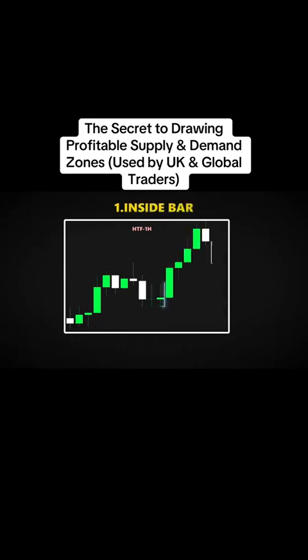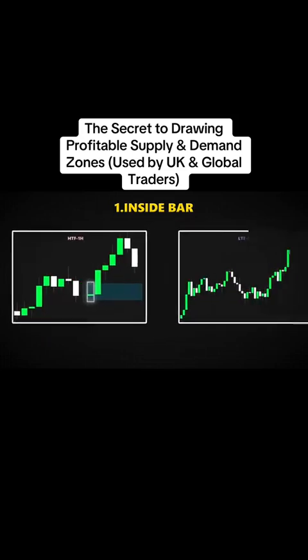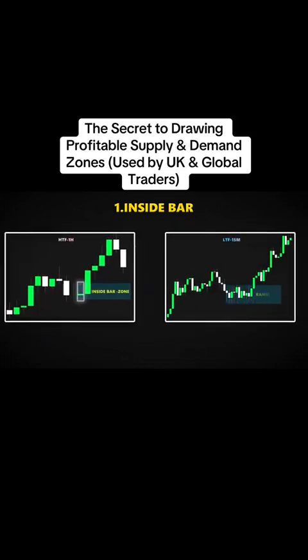The first is the inside bar. An inside bar forms when a candle's high and low stay completely within the range of the previous candle. It might look like low momentum at first glance, but drop down to a lower time frame, and you'll often see it's actually a tight consolidation range. This tiny pause in movement can act as a hidden supply or demand zone, especially if price is building pressure before a breakout. It's a micro zone, easy to miss, but powerful when it appears inside a larger structure.